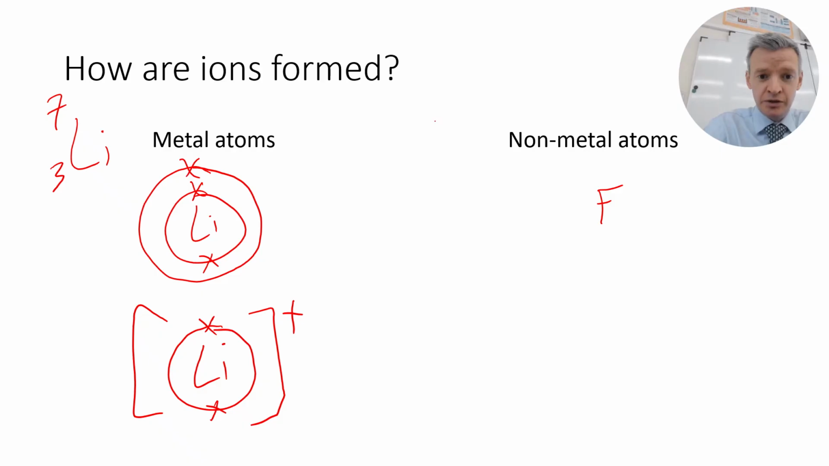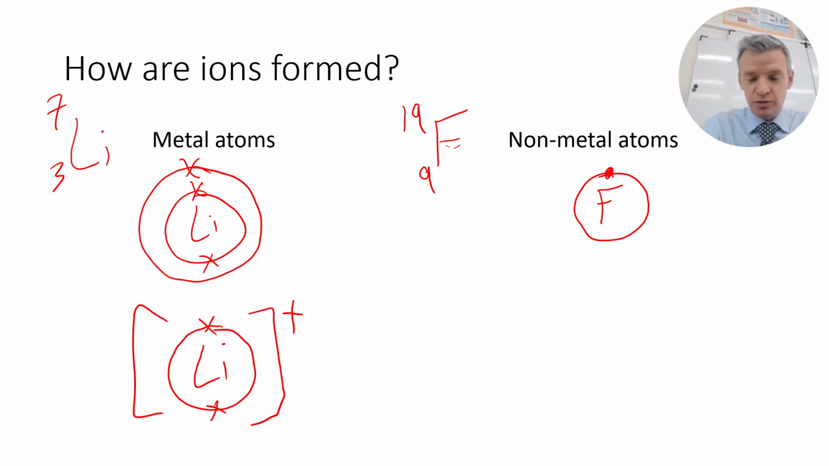Right, non-metal atoms, and I'm going to use fluorine as my example. I'll give the notation up here. Fluorine is 9 and 19. So its atomic number is 9, that means it's got 9 electrons in total. So let's do the first shell. I'm going to do these as dots this time just to distinguish them between metals and non-metals. So that's 2 in the first shell, and therefore that leaves 7 for the outer shell. And that's why fluorine's in group 7. Right, fluorine could lose 7, but that's not going to happen. It's easier for it to gain 1 electron.